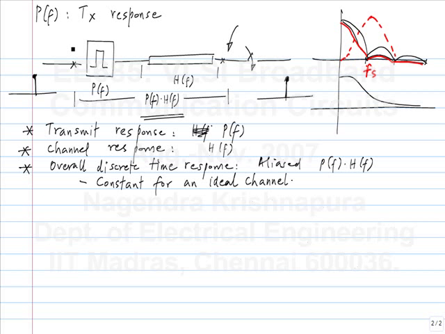So this is the channel. Anything that we have to do to improve the quality of transmission, meaning reduce the intersymbol interference and so on, can be done on this side or on this side. We'll see how each of them affects the response. Any questions on this?